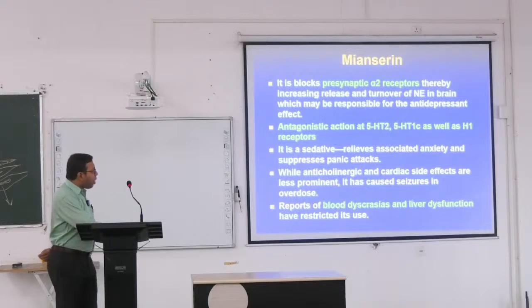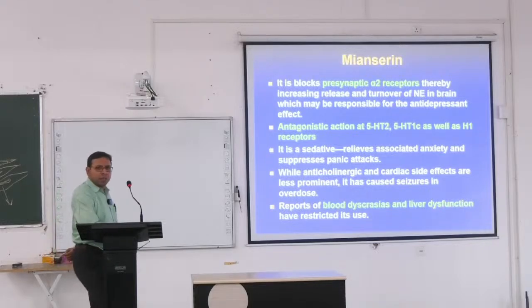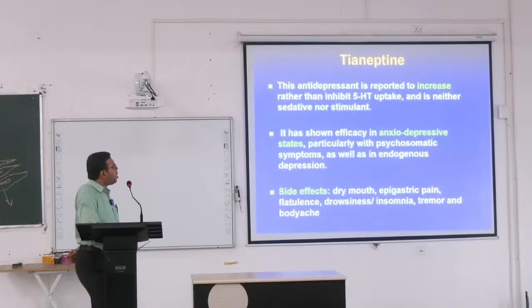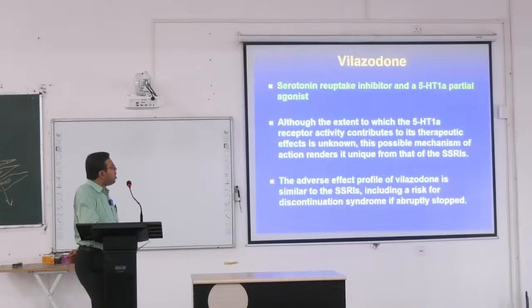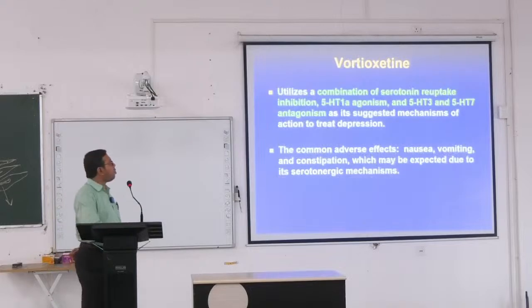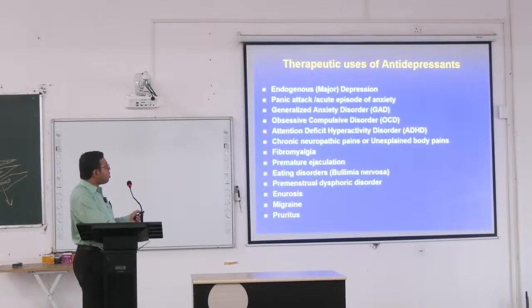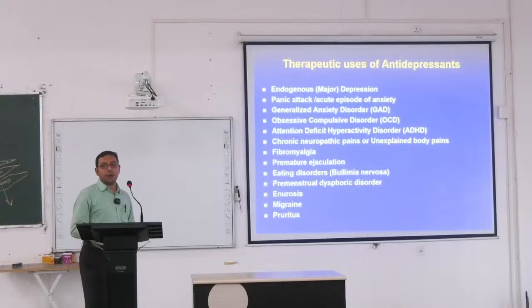Again, it is associated with blood dyscrasias and liver dysfunction. This is not very important. Mianserin, tianeptine, just remember the name, not important. Vilazodone, this is one of the newer ones. Remember the name, not important. Vortioxetine, these are the newer antidepressant drugs. Just remember the name, details are not required. So these are the therapeutic uses of the antidepressant.